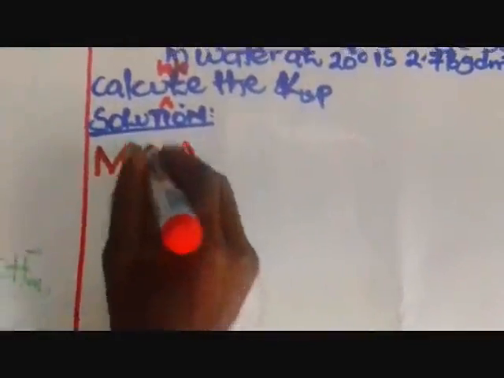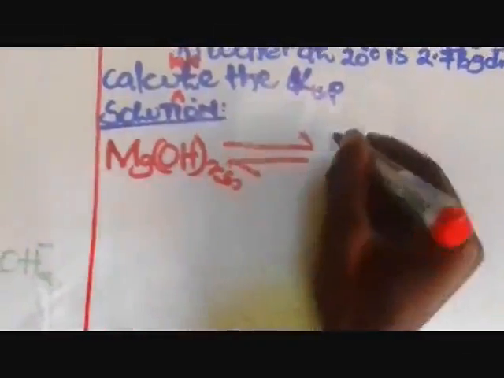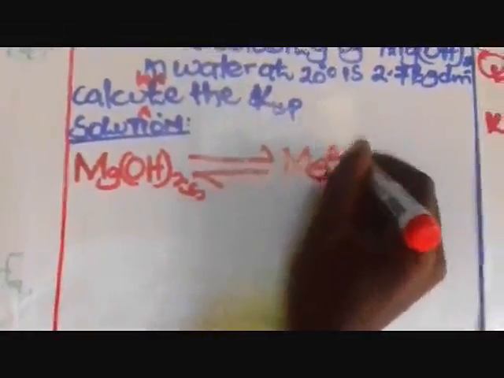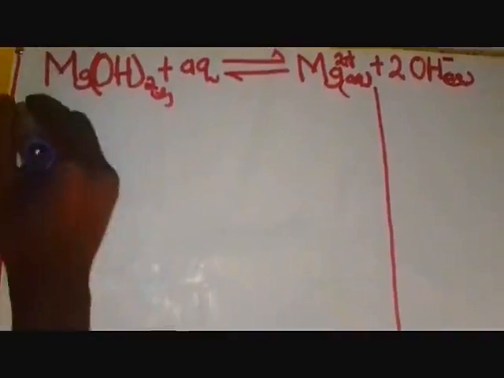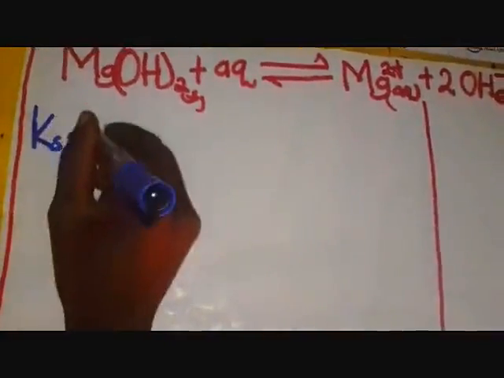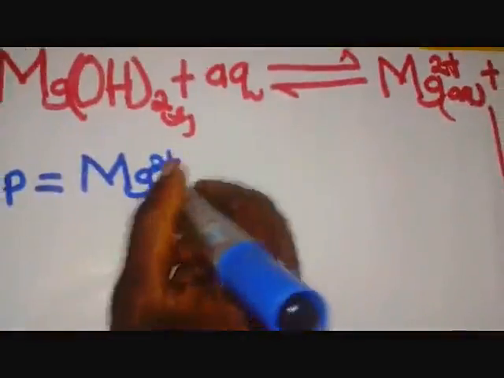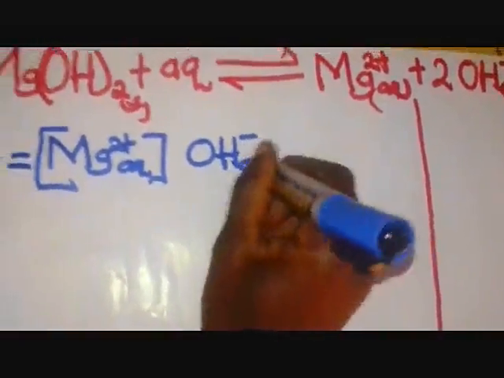That is magnesium hydroxide. This is solid. Then put reversible symbols to form magnesium ions plus the hydroxyl ions. But we are seeing there are 2 hydroxyl ions. Now, after writing the equation, we are going to write the Ksp expression. So we say Ksp is equivalent to the concentration of magnesium ions, in square brackets, don't forget them, times the concentration of hydroxyl ions.